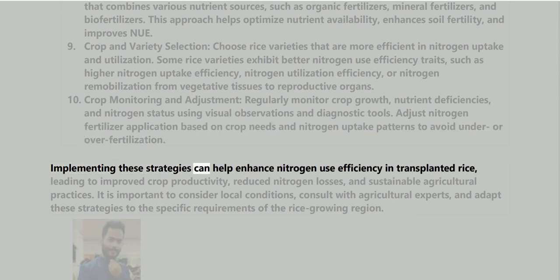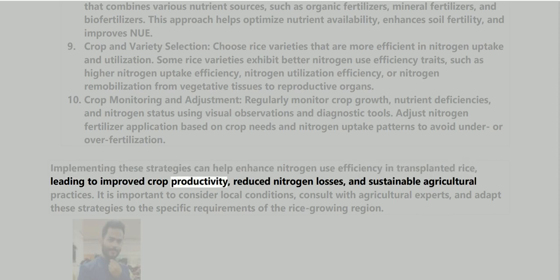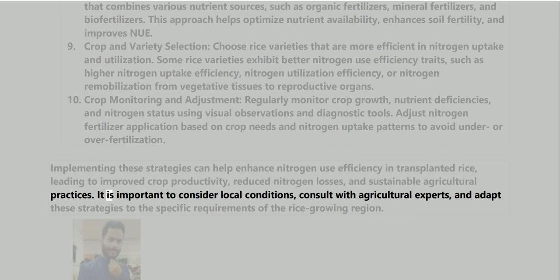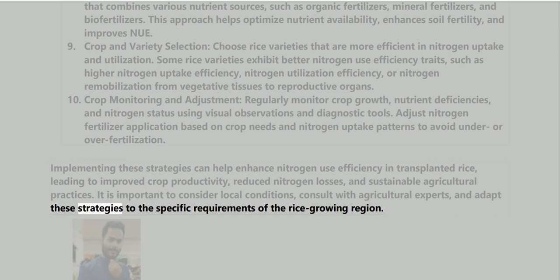Implementing these strategies can help enhance nitrogen use efficiency in transplanted rice, leading to improved crop productivity, reduced nitrogen losses, and sustainable agricultural practices. It is important to consider local conditions, consult with agricultural experts, and adapt these strategies to the specific requirements of the rice growing region.